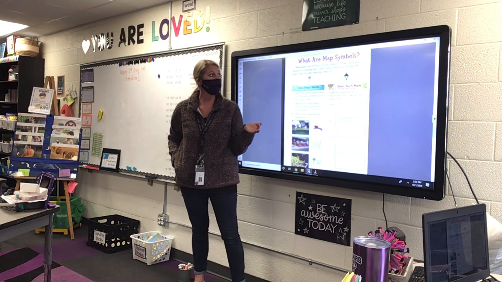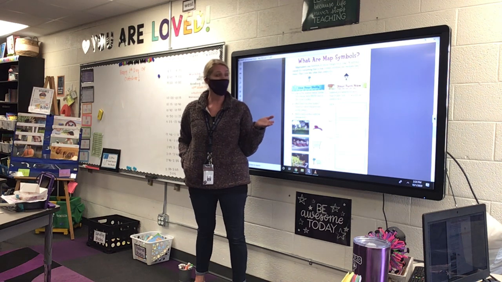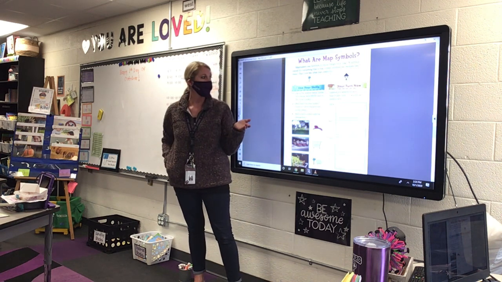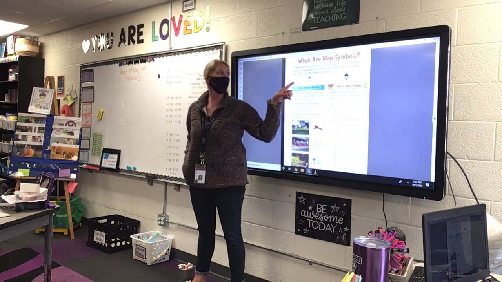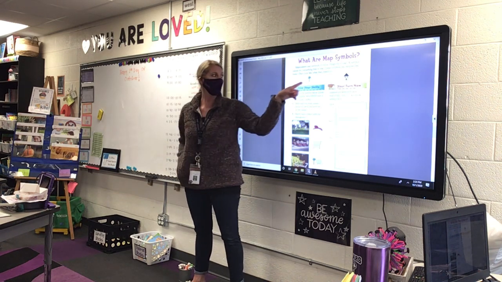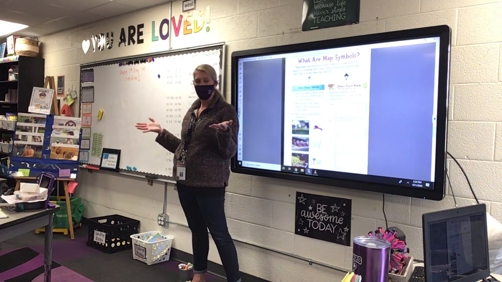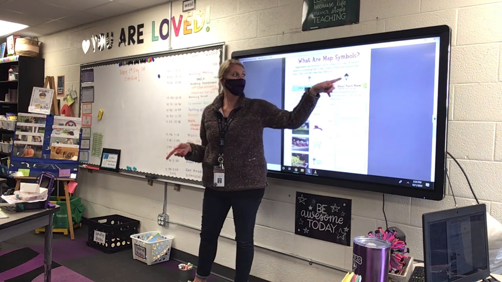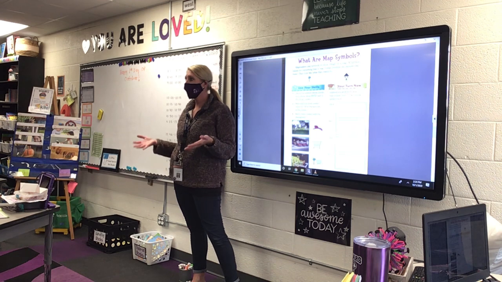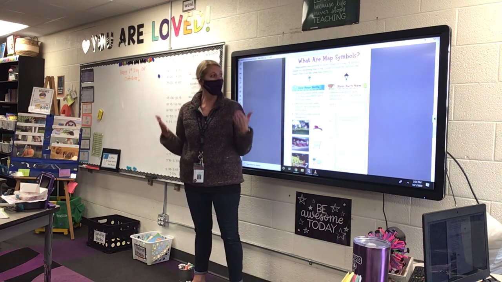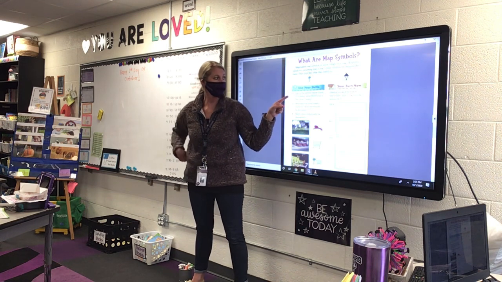Some symbols are pictures like these. They look like what they stand for. So if you look, this looks like a tree. So whenever you see a symbol of this tree, it means that there's actually a tree there on the map. If you see this symbol here of a picture of a house, that means that there is a house there. So now we are going to use your skills.